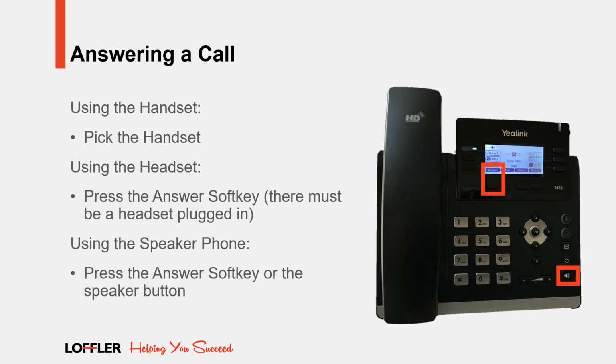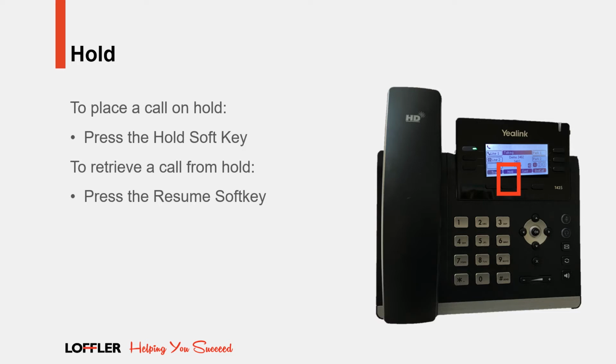To answer with a headset, press the Answer soft key. There must be a headset plugged in for this to work. To use the speakerphone, press the Answer soft key or the speaker button. To place a call on hold, press the Hold soft key or the Hold button. To retrieve a call from hold, press the Resume soft key or press the flashing line key.